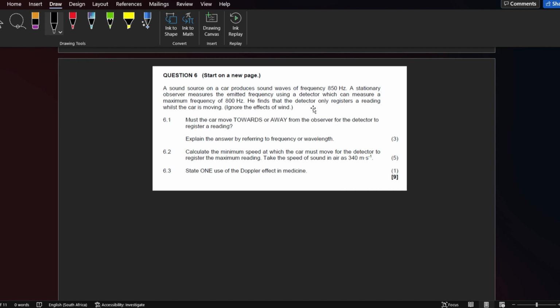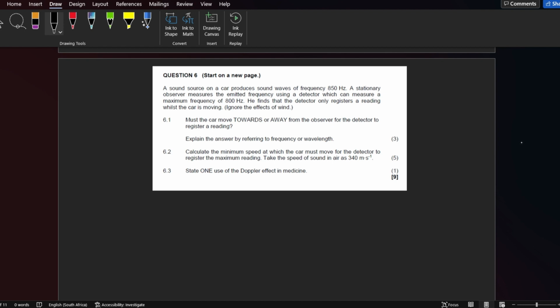He then finds that the detector only registers a reading whilst the car is moving. So the car is moving. They have not told us whether it's moving towards the observer or away from the observer. However, based on the fact that there's a frequency change, we will be able to determine which direction the car is moving in. Question 6.1 asks us this very question. In fact, it asks, must the car move toward or away from the observer for the detector to register a reading? Explain the answer by referring to the frequency or the wavelength.